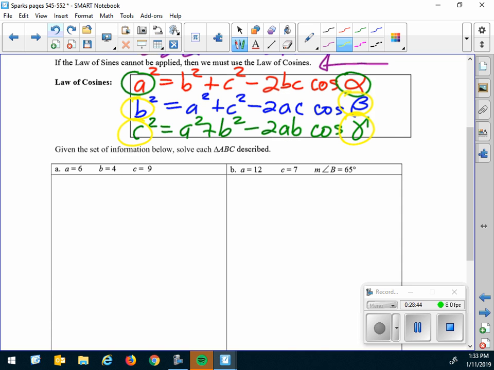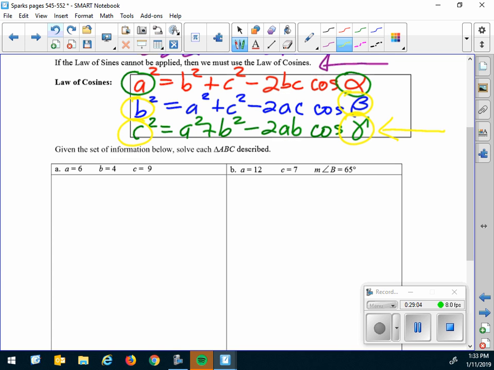Now, would you please look at this last one? If I covered up the 2AB cosine gamma part, what do you see? What do you see? The Pythagorean theorem, ladies and gentlemen, is a special application of the law of cosines.